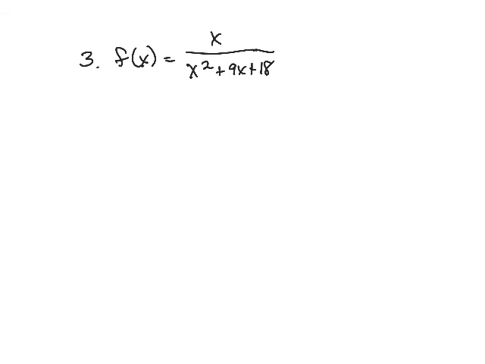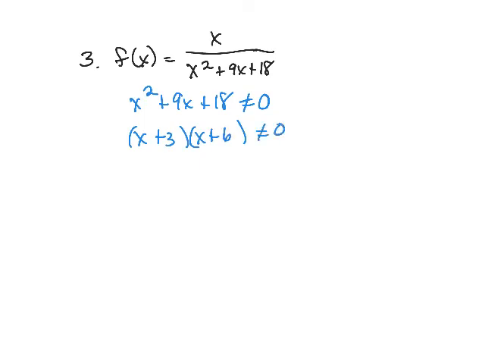Finally, I'll do one of these because there are multiple places where the function would be undefined. I don't care what the numerator is. In the denominator, I'm going to say that for the domain, x squared plus 9x plus 18 cannot be equal to 0. In this case, I have to factor and solve. X plus 3, x plus 6 cannot be equal to 0, so I have 2 points. X cannot be equal to negative 3. X cannot be equal to negative 6.